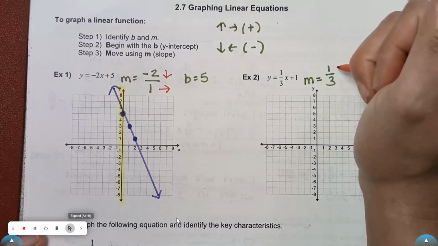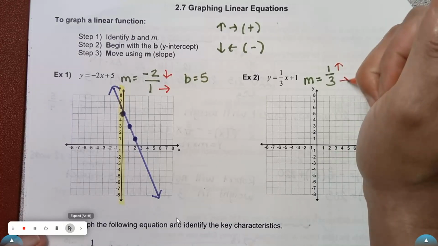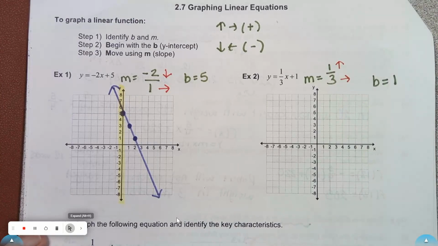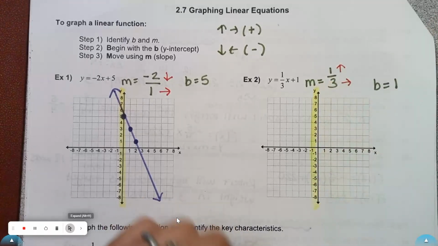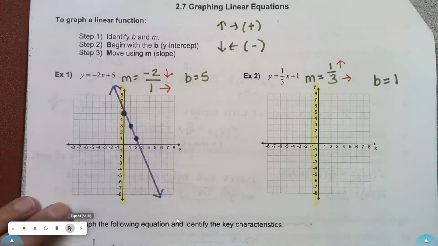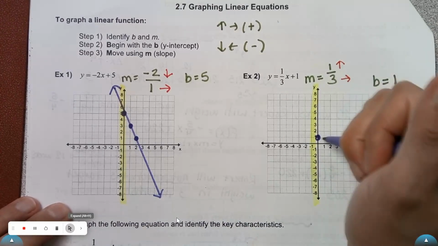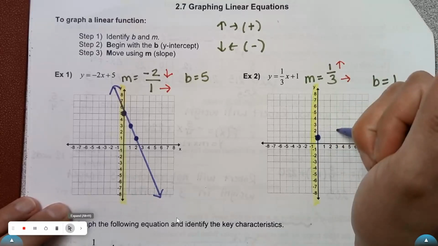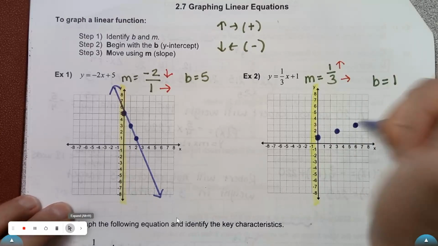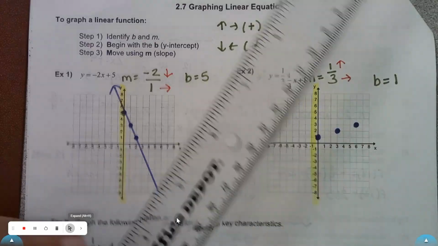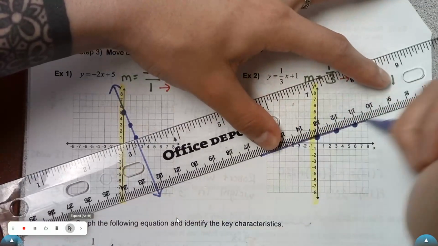Because the top number is positive, I'm going up, and the bottom number is positive, I'm going to the right. So on my y-axis again, I'm going to put a dot at positive 1. And then with my slope, I'm going to go up 1 and over 3. Then with your ruler or straight edge, you're going to connect them and make your line.